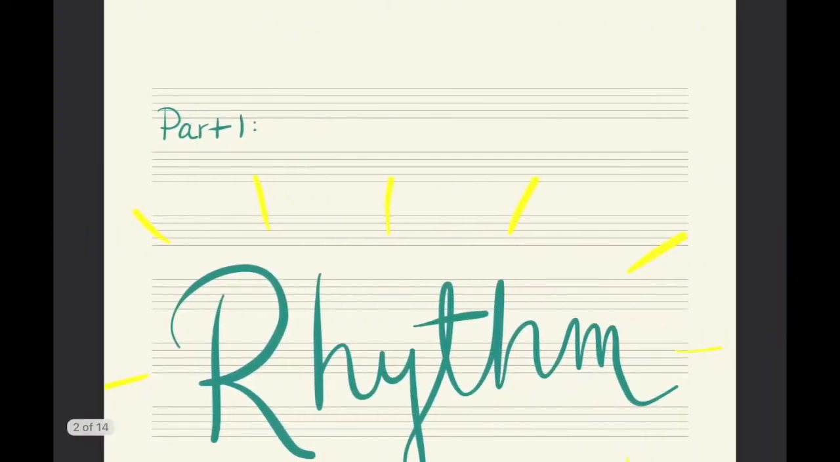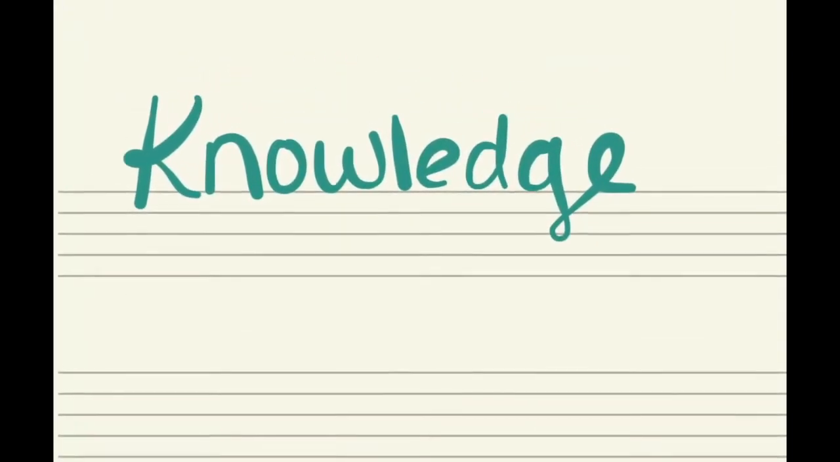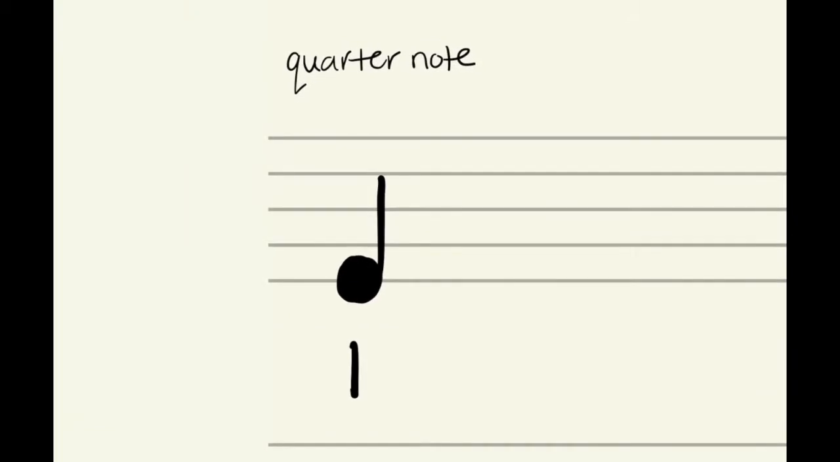So the first one is rhythm, which is essentially the pattern of time within music, so counting. So I'm just going to show you some basic knowledge on rhythm. So I'm going to show you the different notes that we'll be dealing with today. This is a quarter note, and it is worth one beat. So you would count 1.